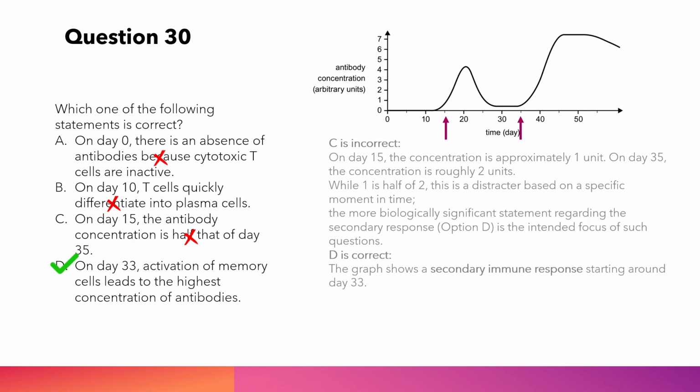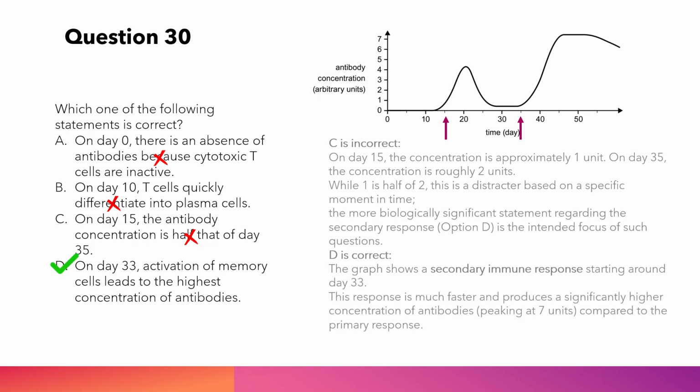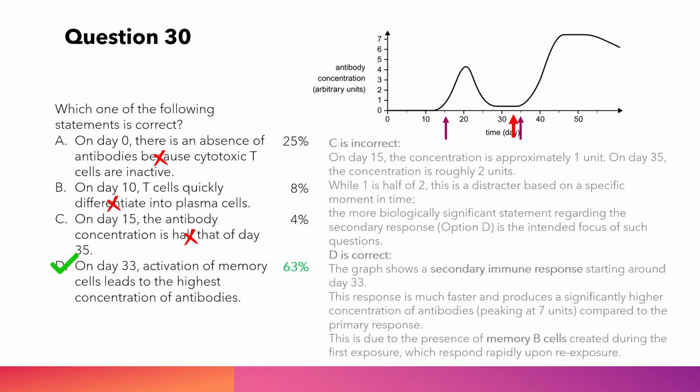D is correct. The graph shows a secondary immune response starting around day 33. This response is much faster and produces a significantly higher concentration of antibodies, peaking at 7 units, compared to the primary response. This is due to the presence of memory B cells created during the first exposure, which respond rapidly upon re-exposure.